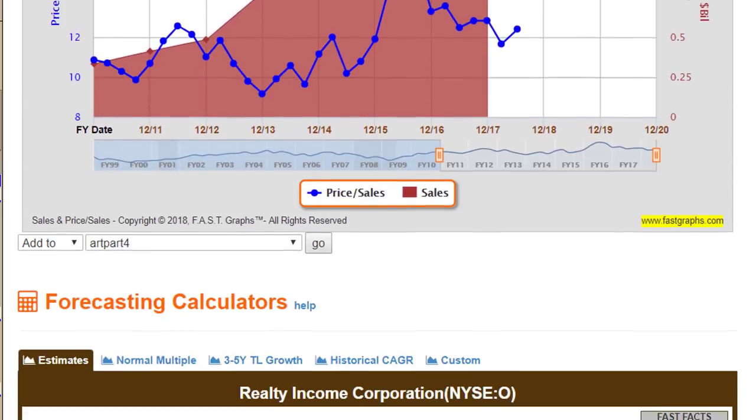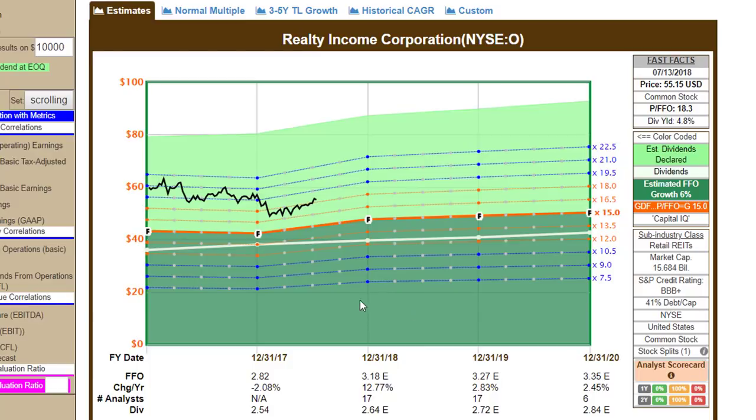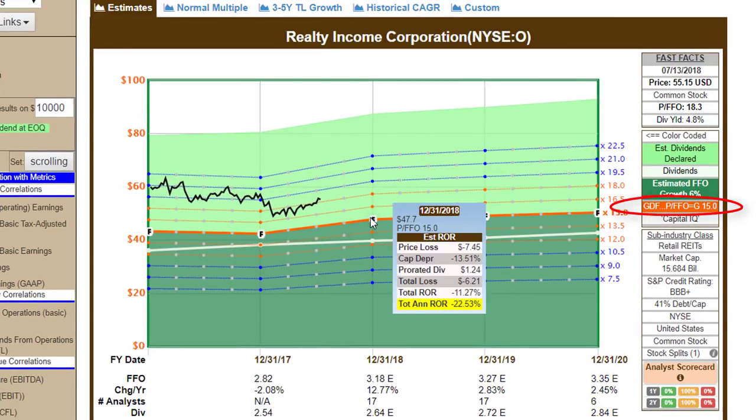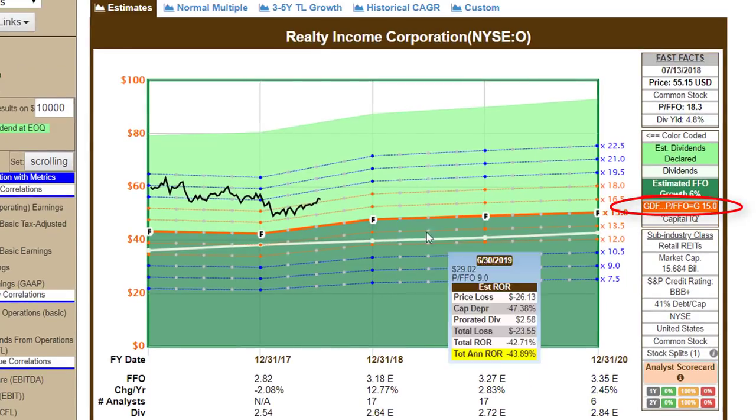Nevertheless, let's go ahead and look at forecasts here, and let's look at funds from operation forecasts. There are 17 analysts that believe Realty Income should generate $3.18 of funds from operations by this year end. And then the same 17 analysts think it'll grow only about 3% the following year, and interest rates might be part of why the estimates are so low, followed by 2.5%. But again, this brings it to that 15 multiple that I talked about.